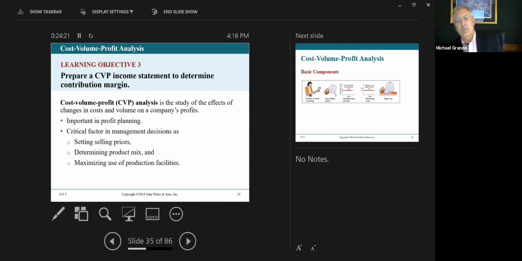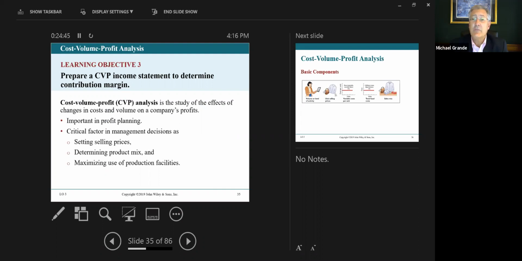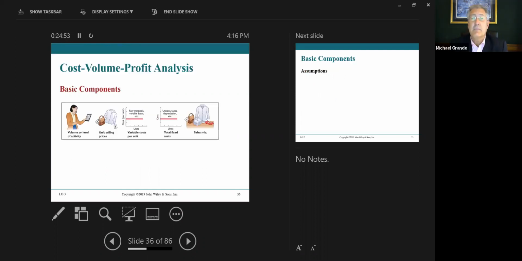So the next thing we want to do is introduce the contribution format income statement, also known as the cost, volume, profit income statement. And this is a study of the effects of changes in costs and volume on a company's profits. It's important in profit planning, estimating what we think profit will be on a go-forward basis. It's a critical factor in management decisions such as setting the selling prices, determining product mix, and maximizing the use of production facilities.